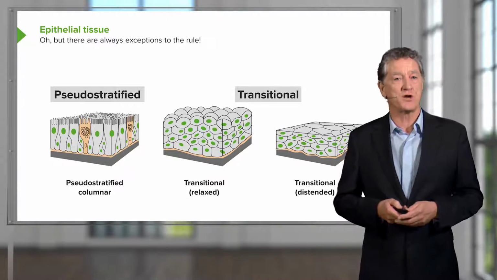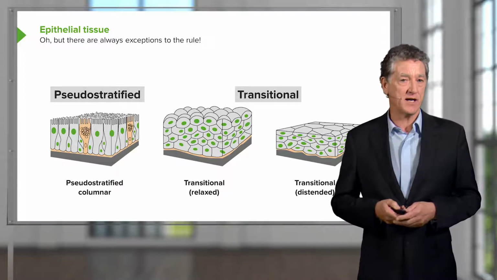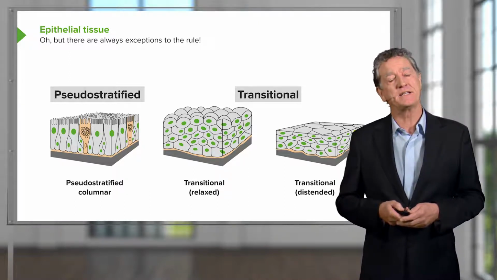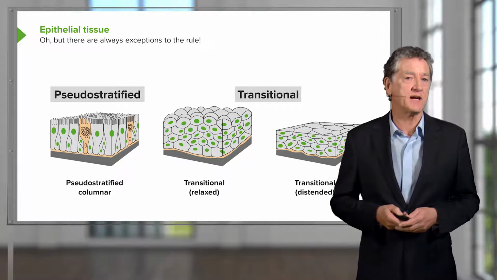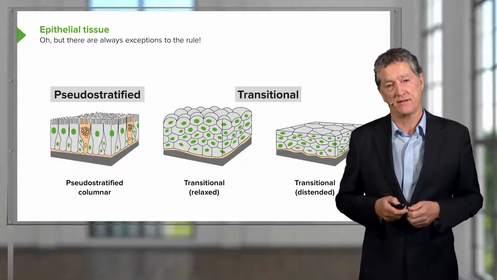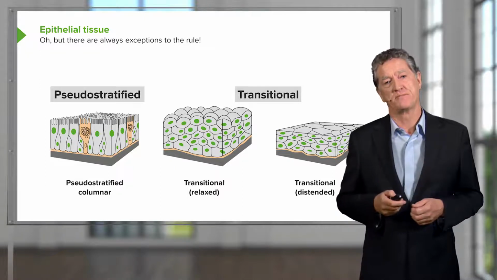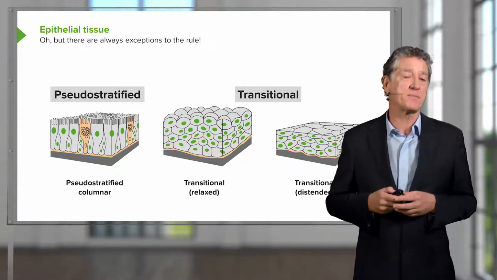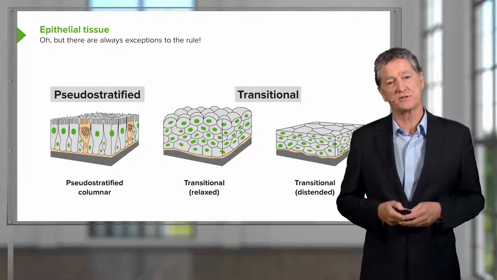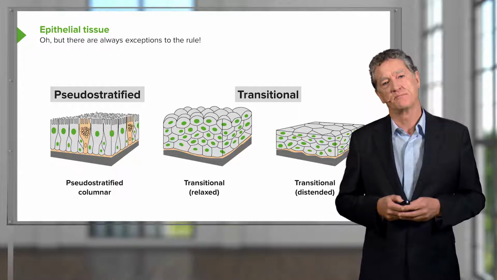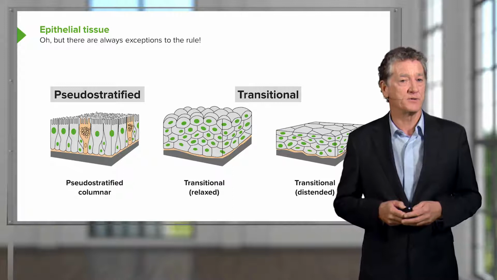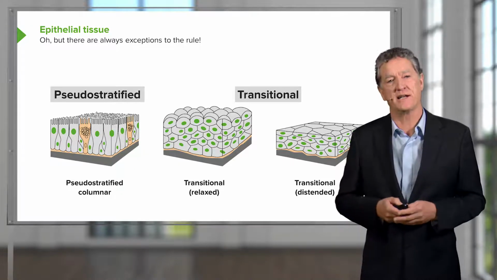There are a few unusual epithelia, such as the ones shown here. If you look at the pseudo-stratified epithelium in this diagram, the nuclei of the epithelium appear to be at different levels or different heights, and it gives you the impression that that epithelium is stratified. But in actual fact, if you look at sections through this epithelium using an electron microscope, you'll see that all the cells sit on the basement membrane. So although it appears to be stratified, it isn't. It's simple. So we call this a pseudo-stratified epithelium.